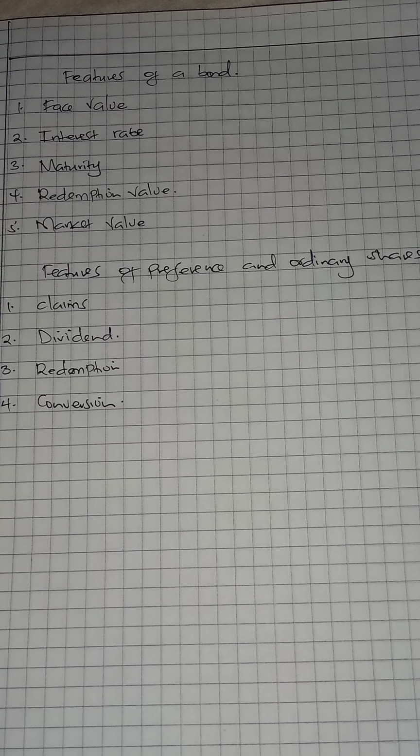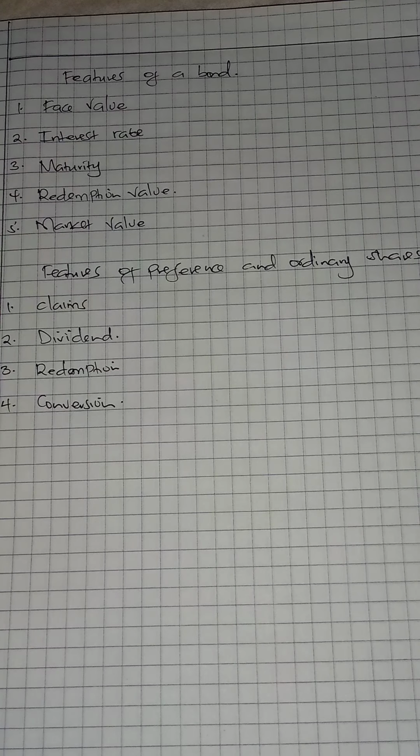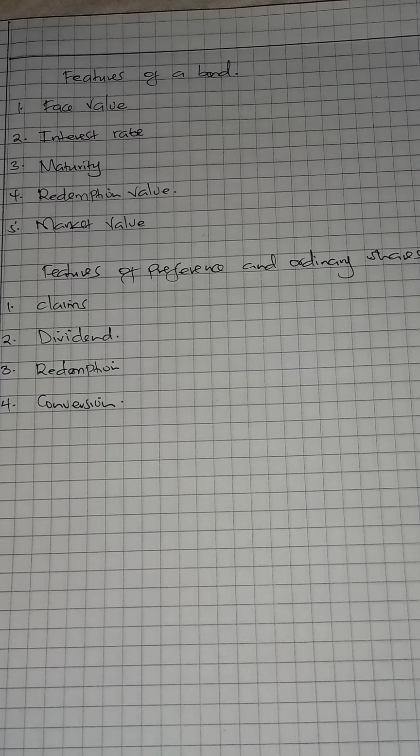The main features of a bond or debentures are as below. One, we start with the face value. The face value is called par value. A bond or debenture is generally issued at a par value of 1,000 and interest is paid on face value.